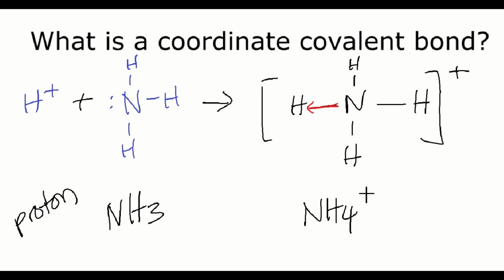Actually, a more formal definition would be the interaction between a Lewis base, which is the ligand, and a Lewis acid, which in our example is the metal ion. But we'll learn more about Lewis acids and bases when we get to our unit on acids and bases.